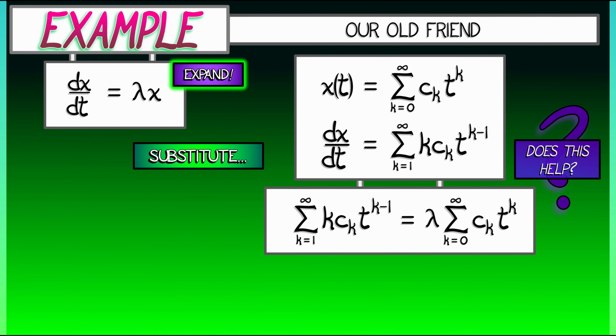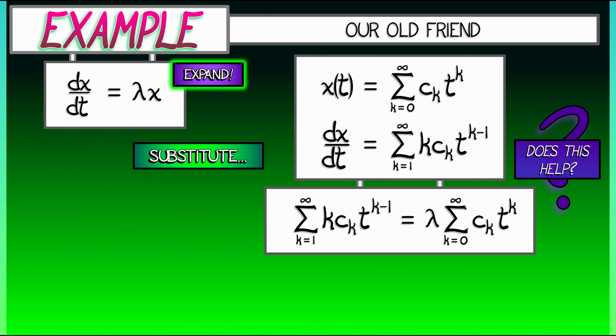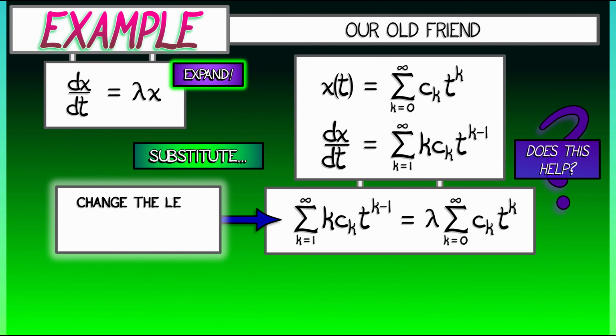Well, we have two series that are equal to one another. And remember our principle that says that happens if and only if the coefficients match up. However, what we have is not quite in that form. I've got powers of t on either side that don't quite match up. So let's make these two series compatible. Let's change the left index to make things fit. The way we're going to do that is we're going to define a new index, L, that is k minus 1. Or if you like, you could substitute in L plus 1 for k.